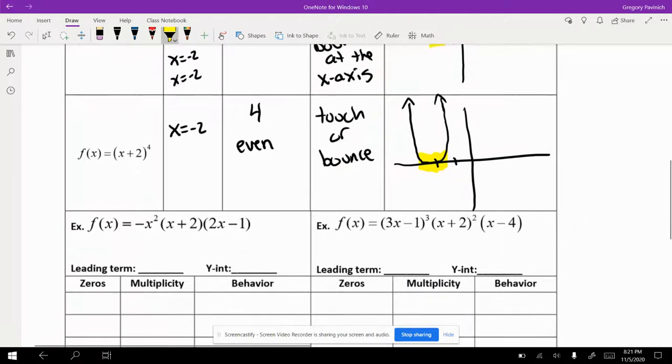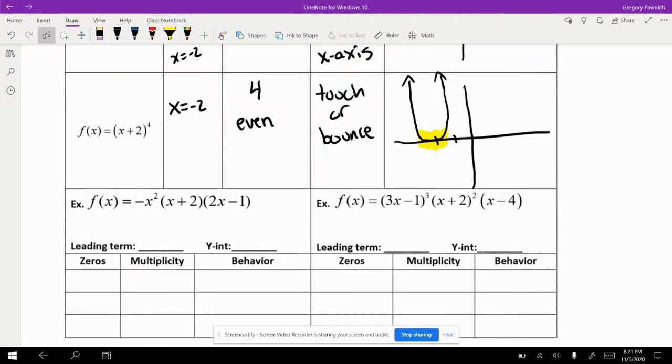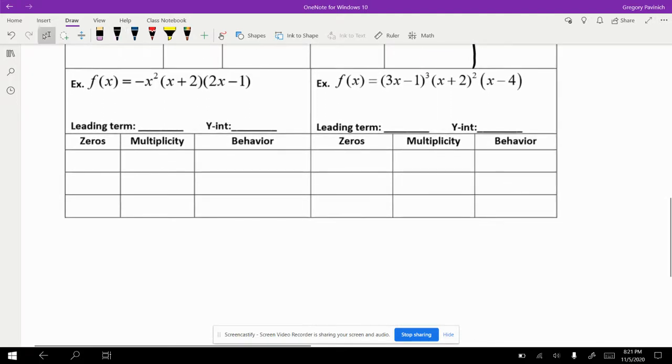Okay, so our next section is just describing, if we have a polynomial, it is going to have lots of different x-intercepts. And so what we want to do is talk about the zeros and how many times they occur. So the first thing is the degree of this thing. It's pretty easy to find out. We'll throw that in there.